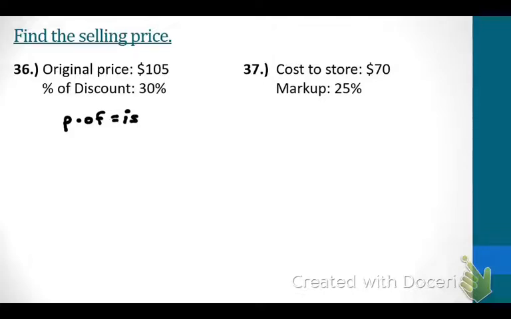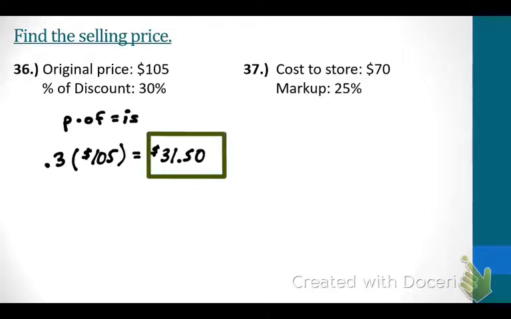Change it to a decimal. What is 30% as a decimal? 0.30 or 0.3. Multiply it times the total amount of the original price. Daniel, how much was it originally? $105. So Emma, when you multiply that together, what do you get? $31.50.